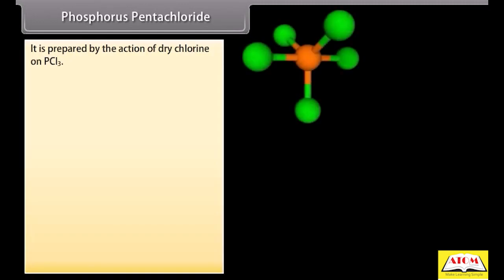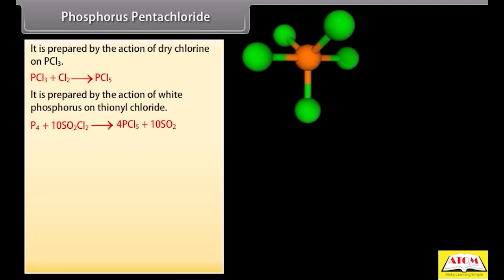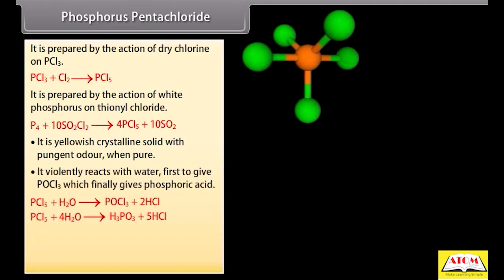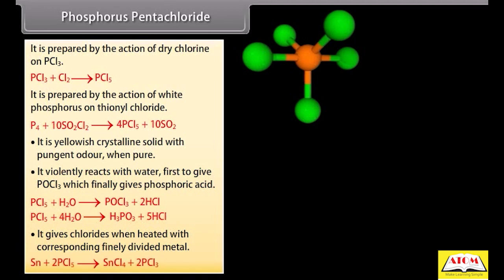Phosphorus pentachloride. It is prepared by the action of dry chlorine on PCl3. It is also prepared by the action of white phosphorus on thionyl chloride. It is a yellowish crystalline solid with pungent odor when pure. It violently reacts with water, first to give POCl3, which finally gives phosphoric acid. It gives chlorides when heated with the corresponding finely divided metal.